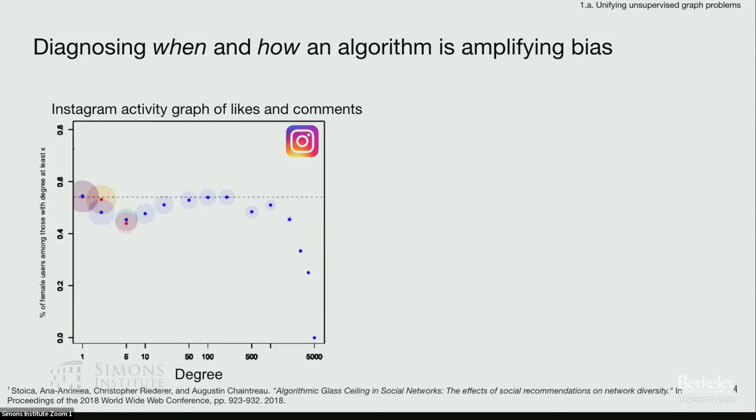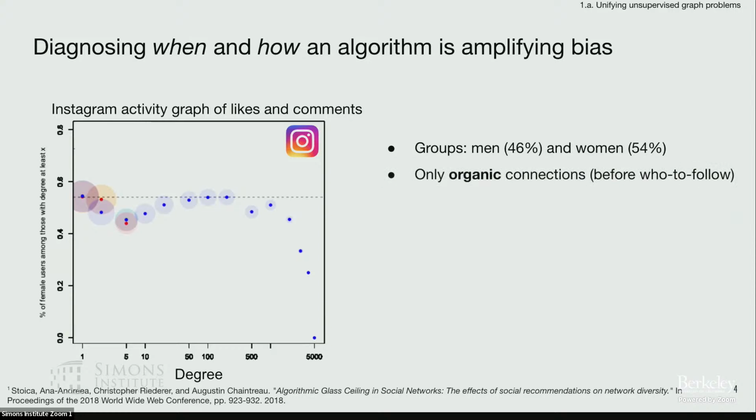This is a graph data set with people as nodes, as users on Instagram, and edges whenever they like or comment on each other's photos. And there are two main groups in this data set, men and women, in different proportions. The interesting part is that they only have these organic connections to each other. This data set was collected before the who-to-follow feature was implemented on Instagram, so there's no recommendation feature to it. It's just however people connected naturally to each other. There are many other features like timestamp, location, and hashtags, for which you can do a topic analysis and so on.